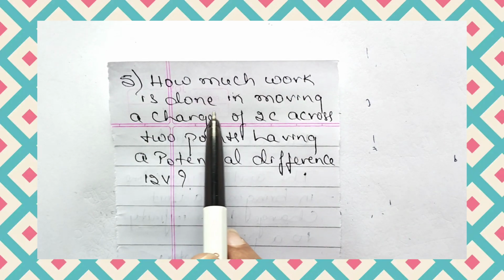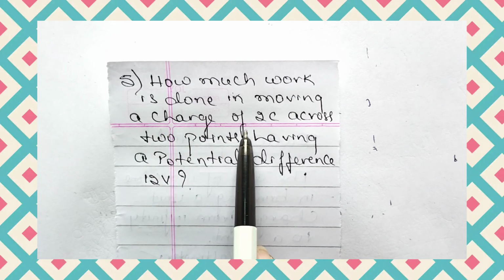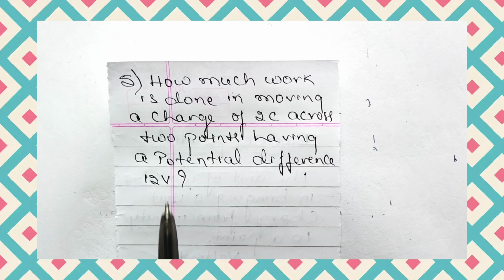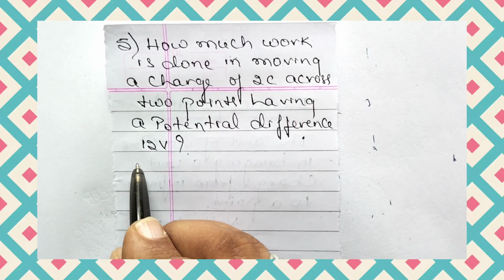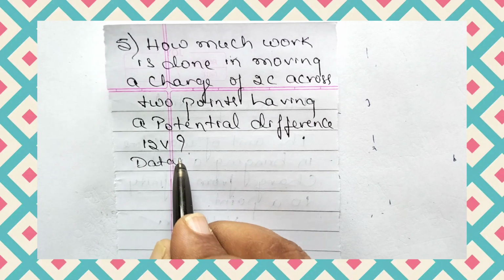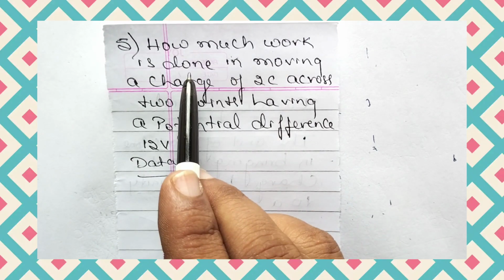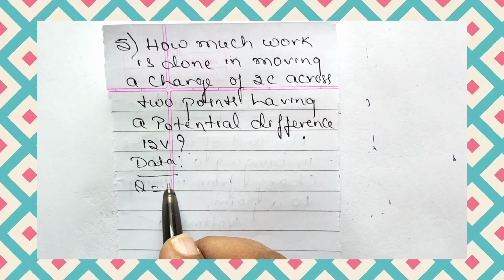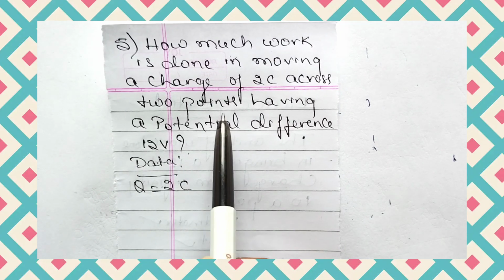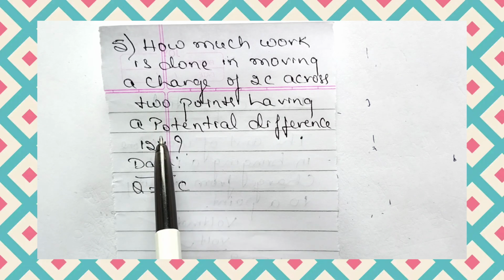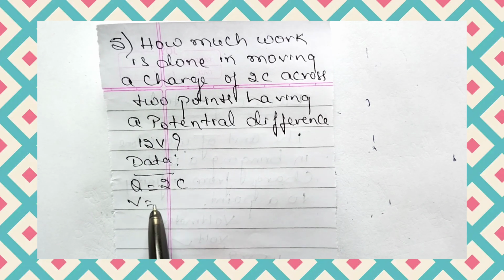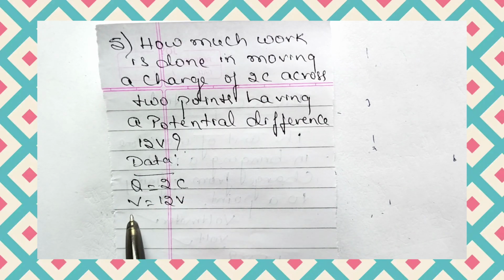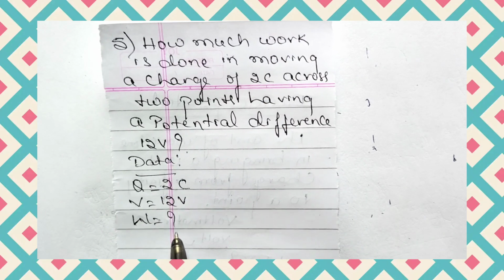How much work is done in moving a charge of 2 coulomb across 2 points having a potential difference of 12 volts, he has said. So let us make a list of data. So as per the data, how much work is done in moving a charge of 2 coulomb. So charge means Q is equal to 2 coulomb when the potential difference is 12 volts. That is V is equal to 12 volts. According to the question, how much work is done? So W is equal to question mark.